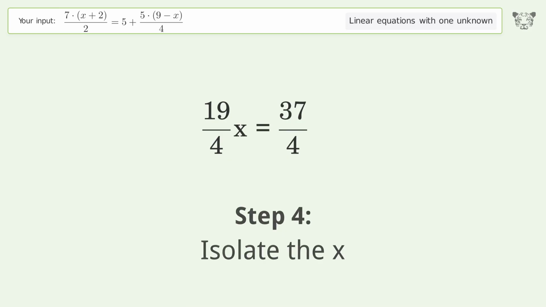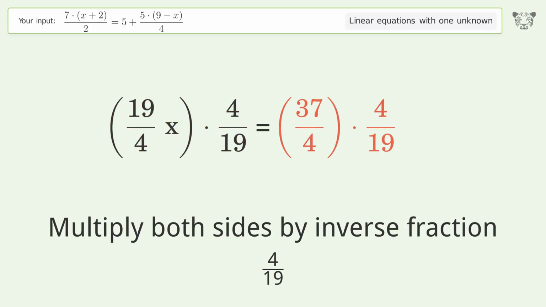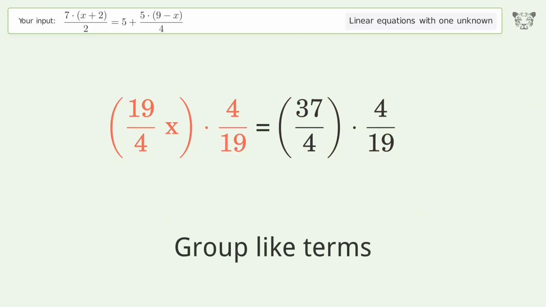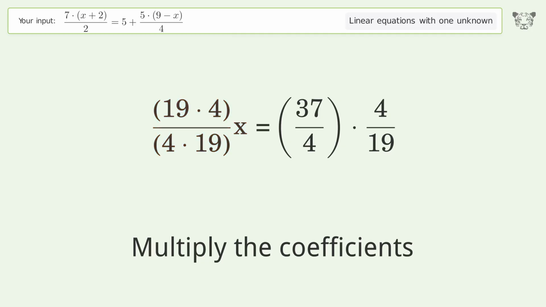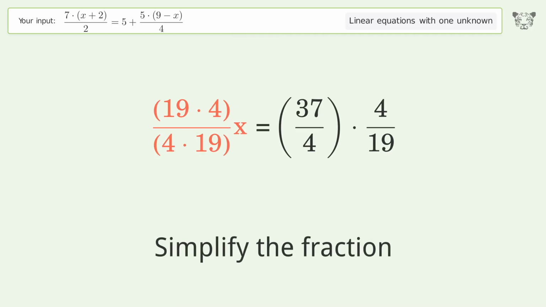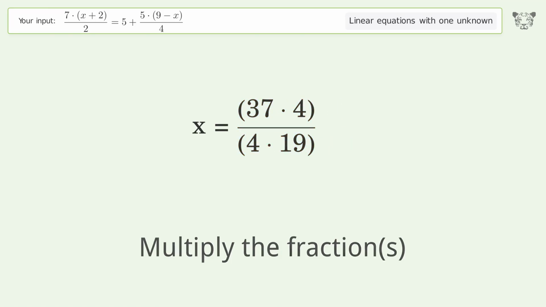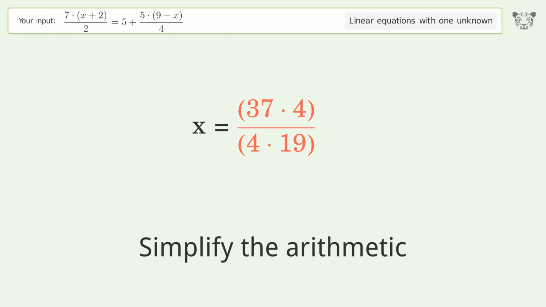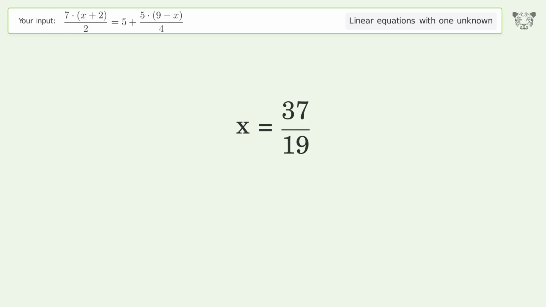Isolate the x. Multiply both sides by inverse fraction 4/19. Group like terms. Multiply the coefficients. Simplify the fraction. Multiply the fractions. Simplify the arithmetic. And so the final result is x equals 37/19.